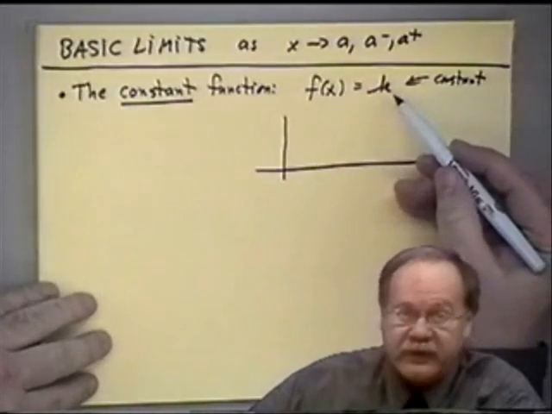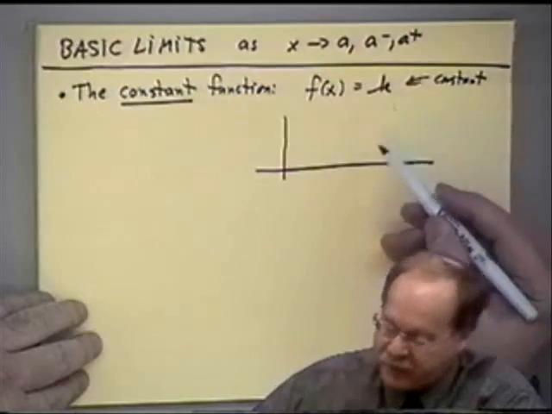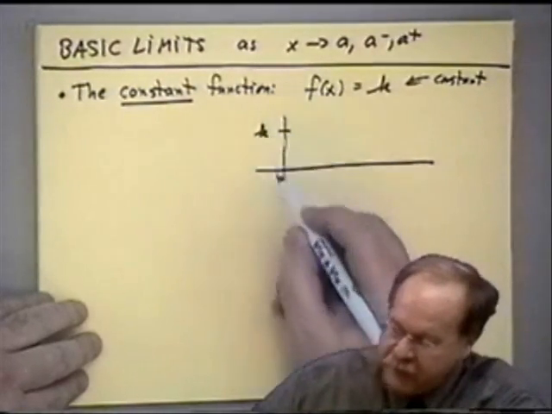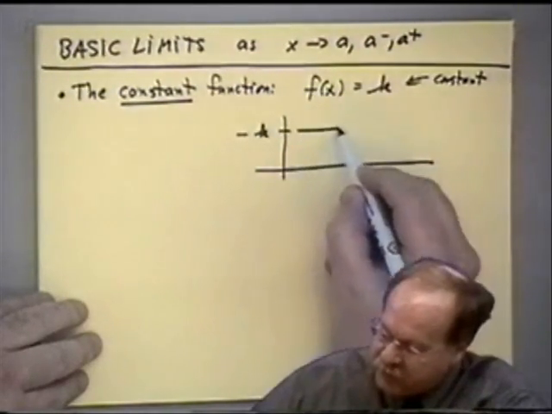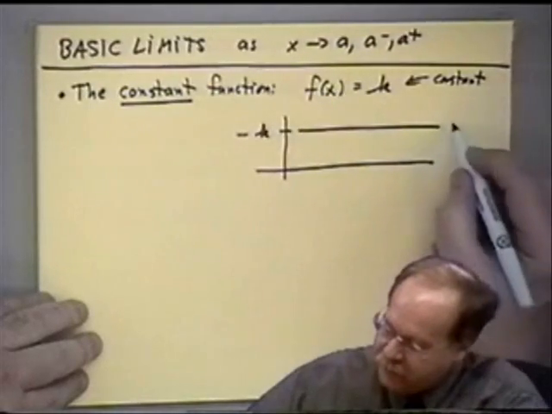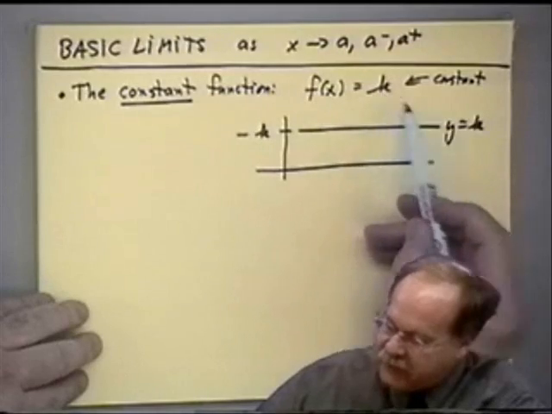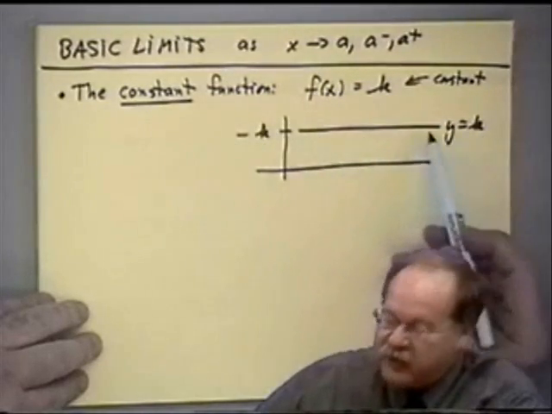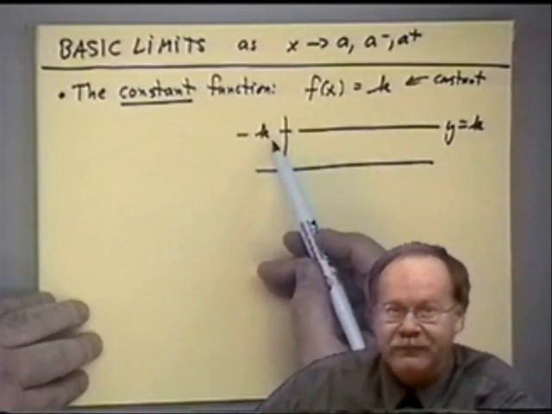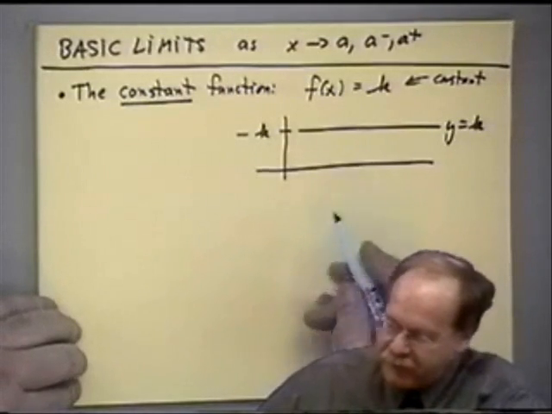and if I suppose for the sake of my drawing that k is a positive number, let's just mark k up here, then what's the graph of this function? It's simply a horizontal line, y equals k. f of x, of course, is y, so f of x equals k is y equals k. It's just a horizontal line at the height k. Not a very interesting function.